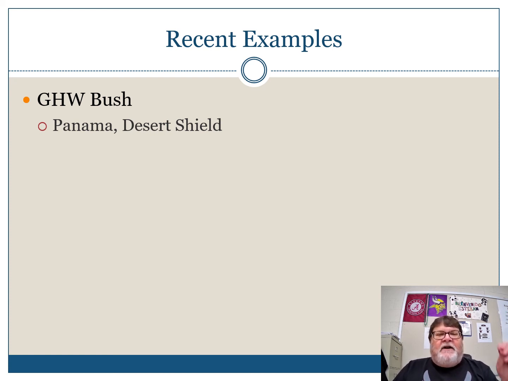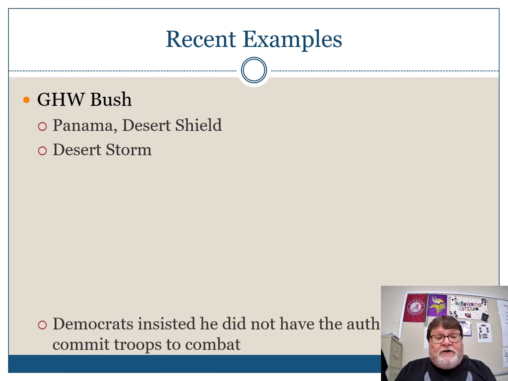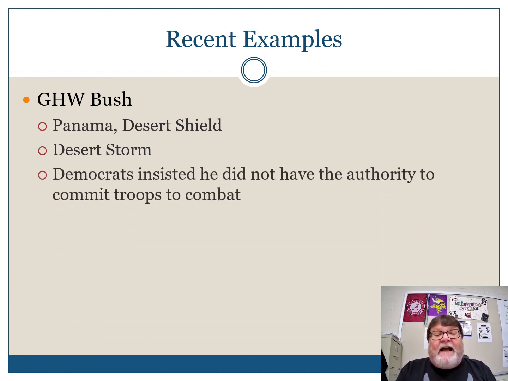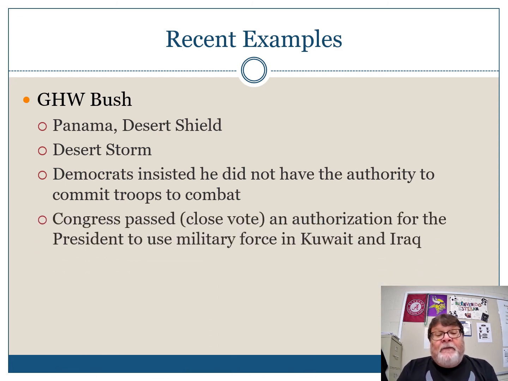Desert Shield, setting up after Saddam Hussein in Iraq took over Kuwait. President Bush set that up without a declaration of war, and then of course Desert Storm, the actual war portion of that. The Democrats, before that happened, insisted he did not have the authority to commit troops to combat. And so President Bush decided, okay, we're going to go to Congress and ask for authority for the use of force. So not a declaration of war. Congress passed with a close vote what they call an authorization for the president to use military force in Kuwait and Iraq. So that's what they did.